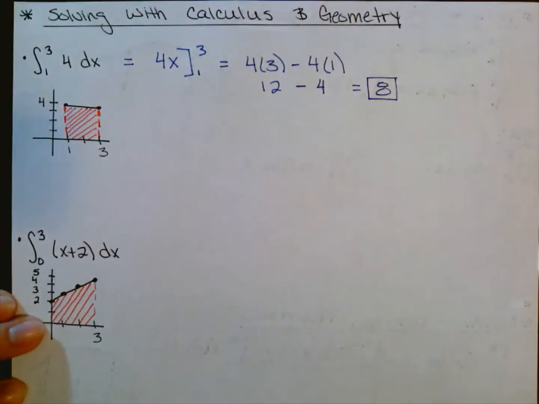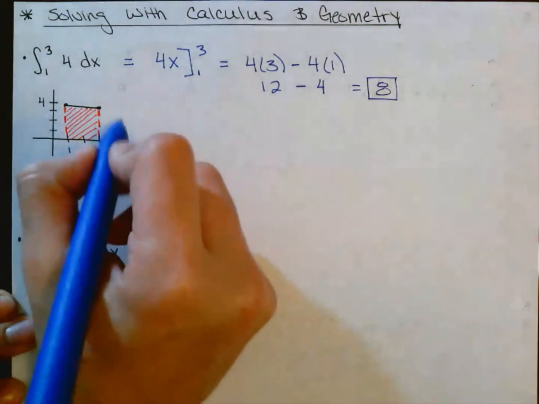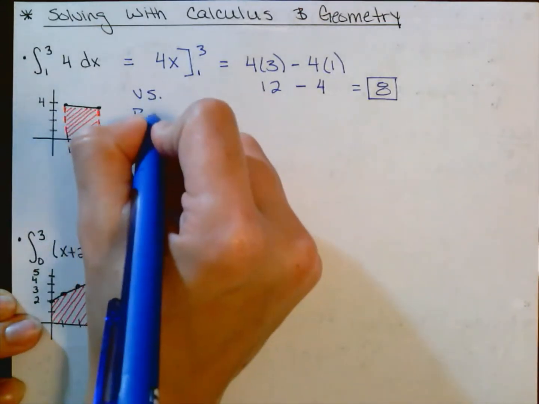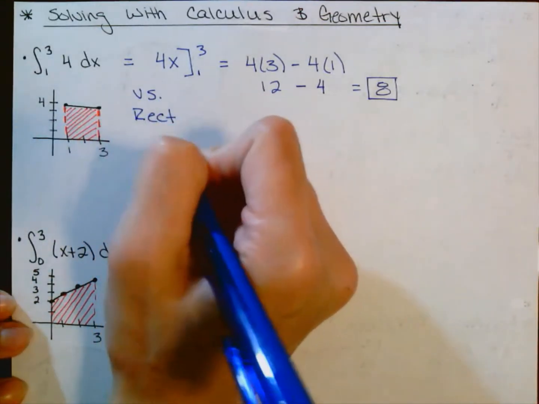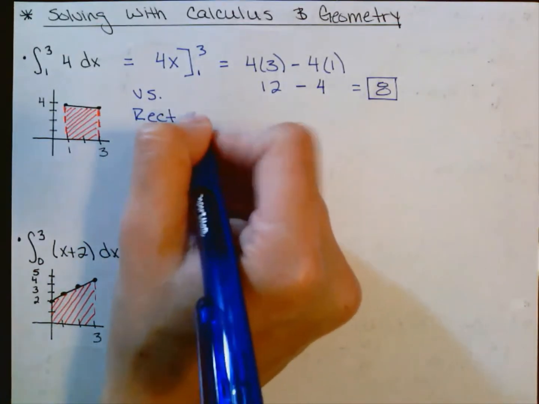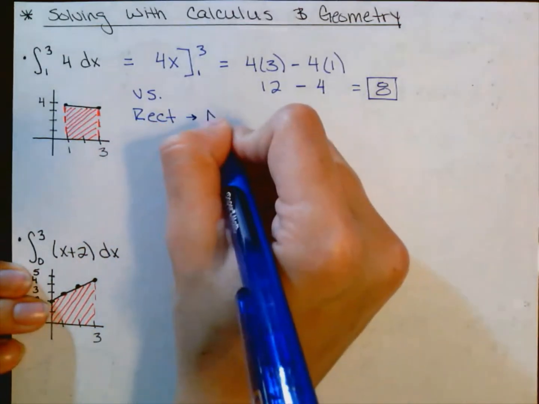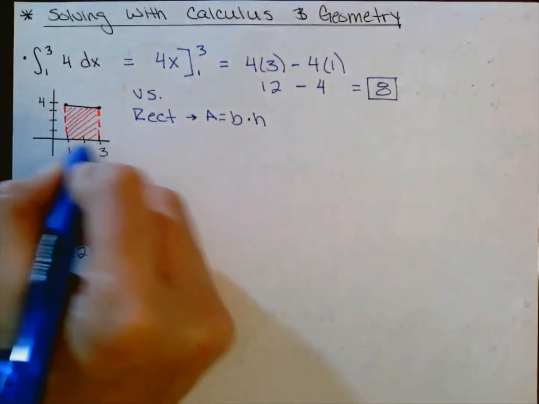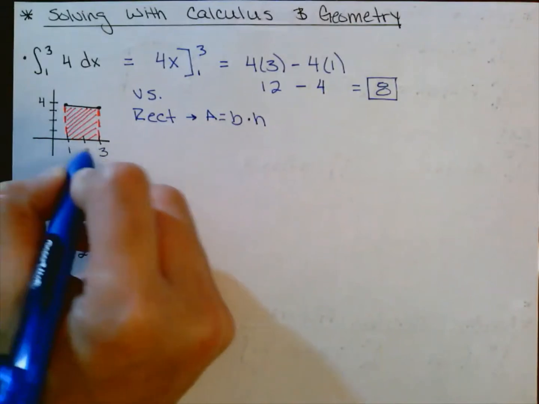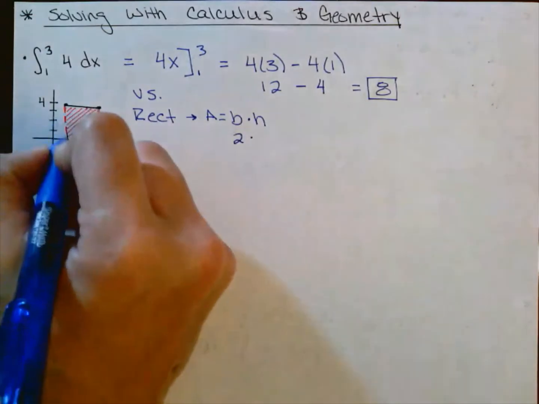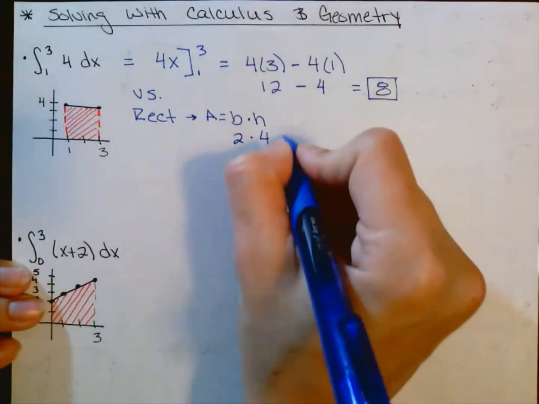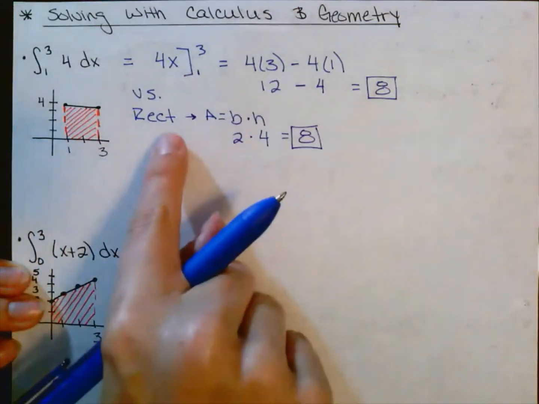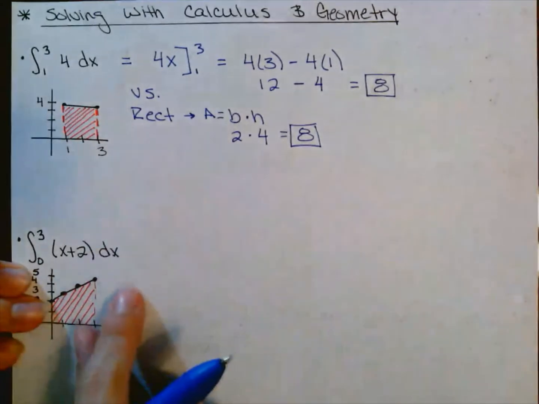Okay? Now, if I want to do this geometrically, we'll put a little versus here, calculus versus geometry. This is a rectangle, we'll call it, okay? So the area of a rectangle, because again, this is the area under the curve, is base times height. In this case, the base is from 1 to 2 and 2 to 3. Those are 2 spots. And the height goes up to 4. So 2 times 4 is 8. Okay, same question, first solved with calculus, then solved with geometry. Let's look at this next one.